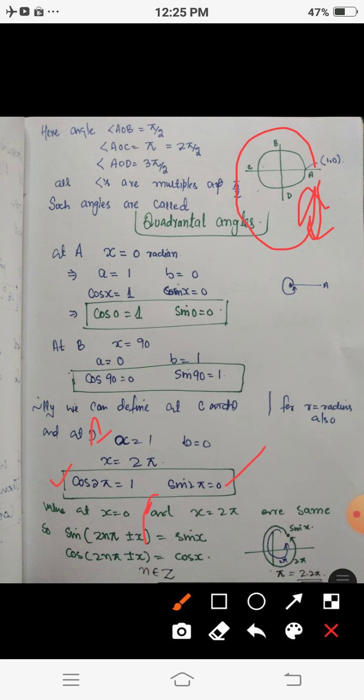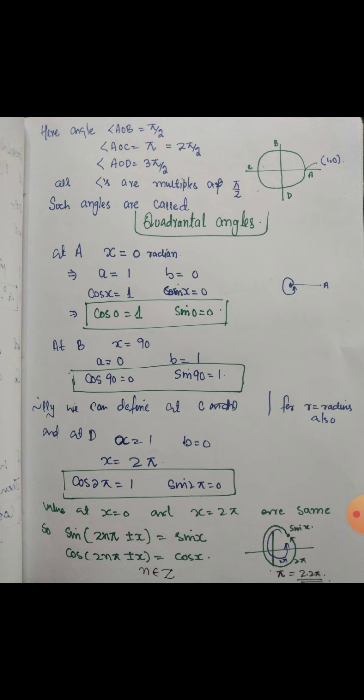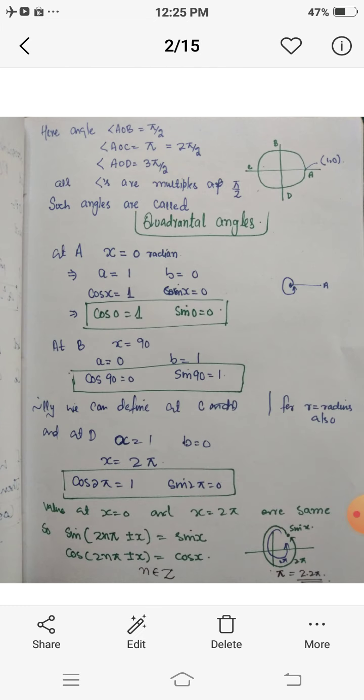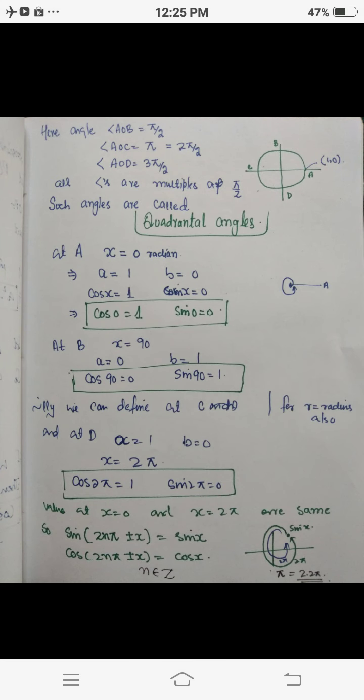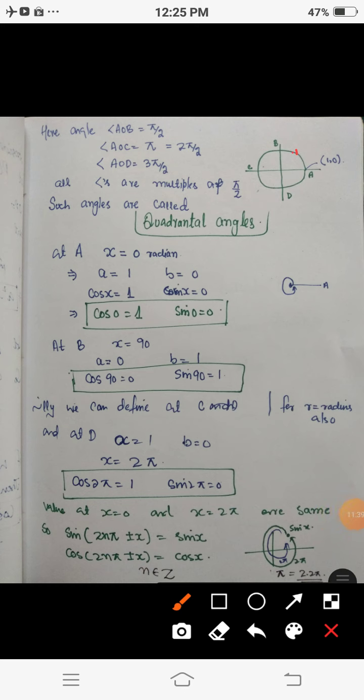Similarly, cos of 2n pi plus or minus x equals cos x. This means, if we consider here the point, suppose B, here the angle is x. If we consider one revolution, the value is the same, so it means that it is 2 pi. Now if we consider the second revolution, it is 2 pi plus 2 pi, that is 4 pi. So simply we can say that 2n pi plus or minus x. If we add or subtract any revolution from a given point, the value remains the same, where n is an integer, like this.